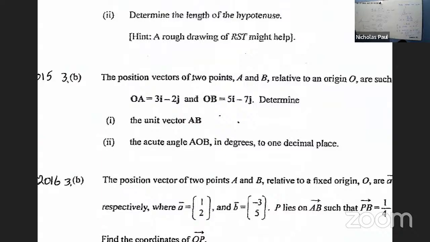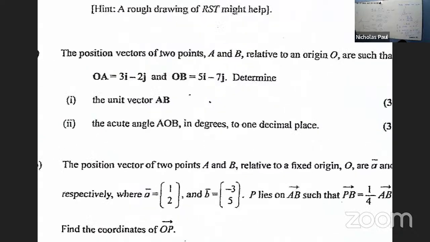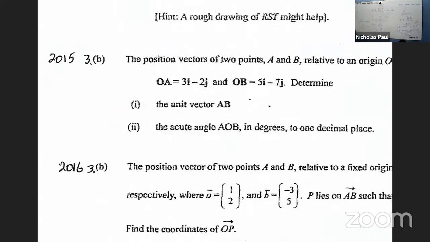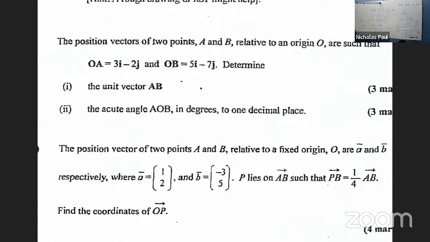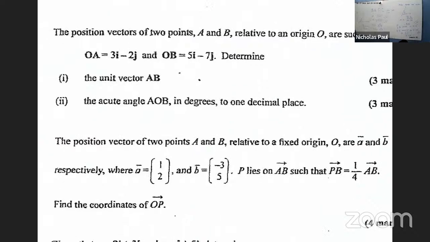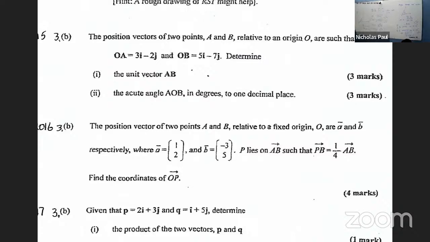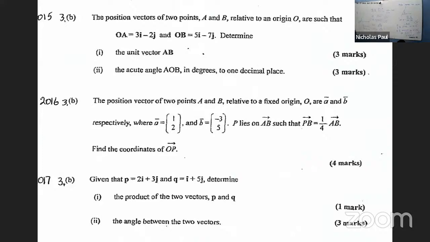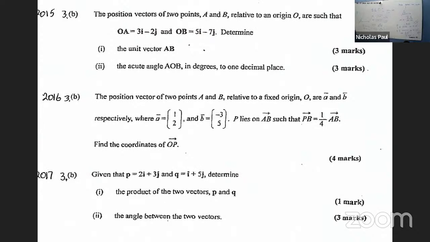Let's try 2015, number 3b. 2015, number 3b is the one on top, right? Ignore the one underneath. Actually, you'll do 2016, number 3b for homework. Let's do my favor now. Screenshot. Just screenshot that and send it on the group. Anybody online, you can just screenshot that, please, and send it on the group, please.